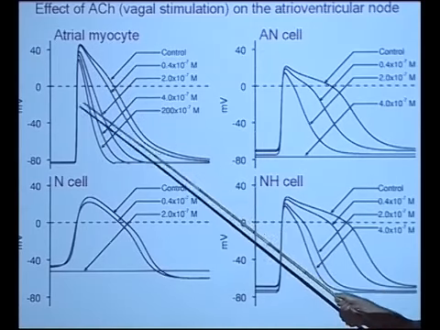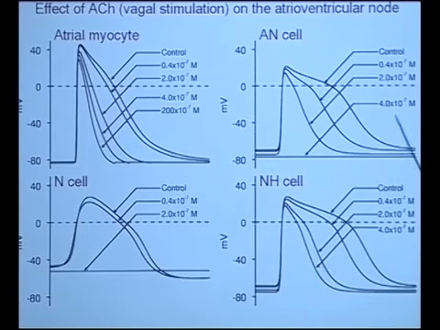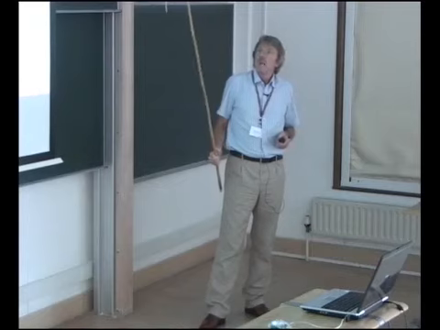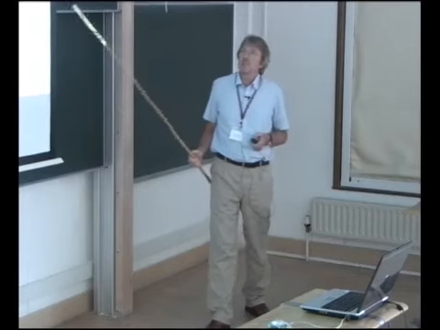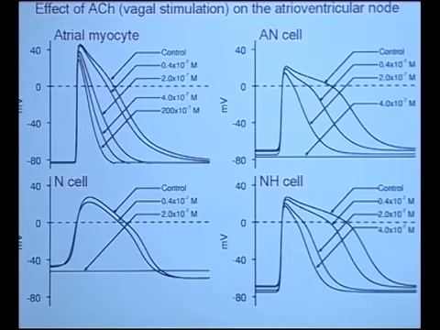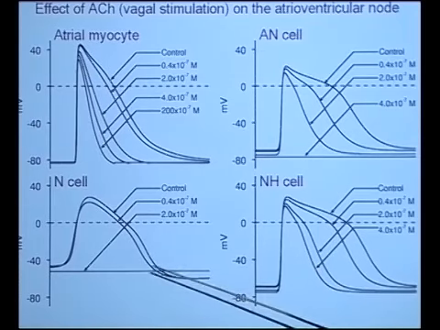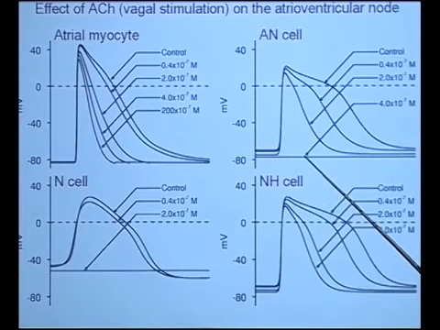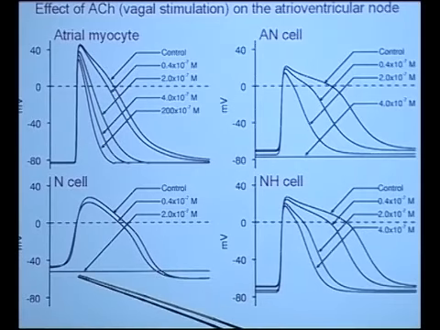Well, this is a simulation of the effects of acetylcholine on the action potential in our 3 cell types here, and also we've looked at the effect of acetylcholine on an ordinary atrial action potential. We're simulating acetylcholine by activating the acetylcholine-activated potassium current, by decreasing the L-type calcium current, and by shifting the I_f activation curve.